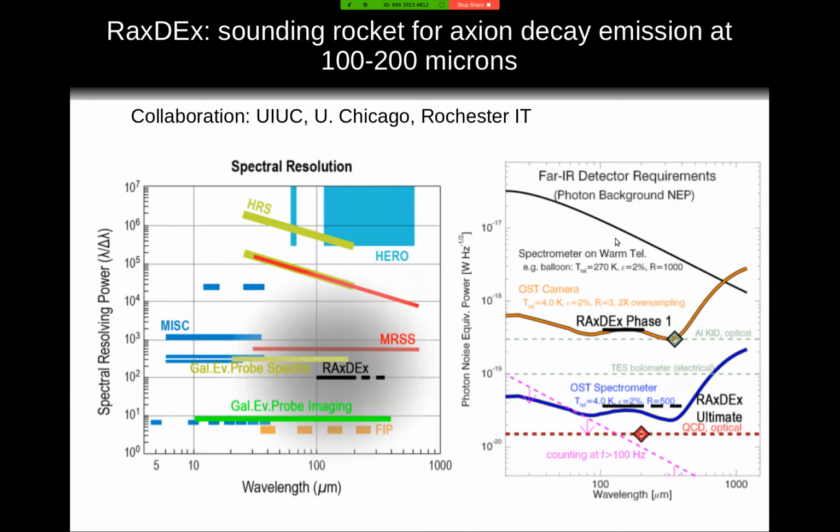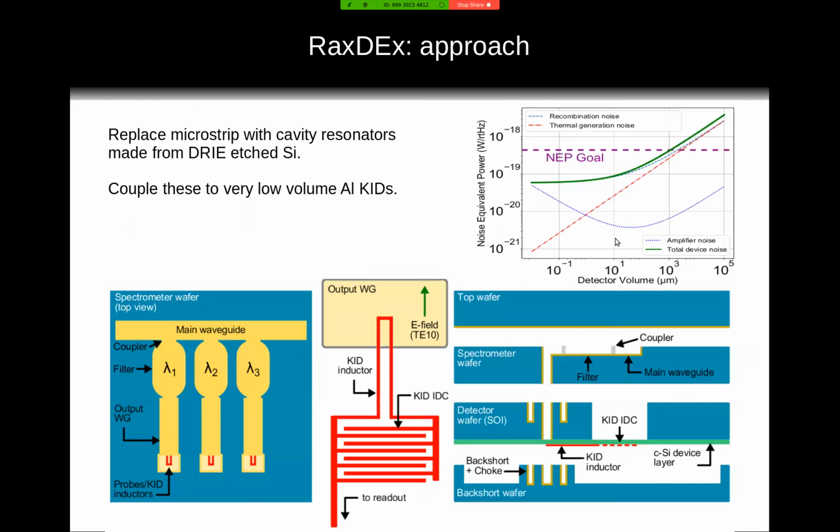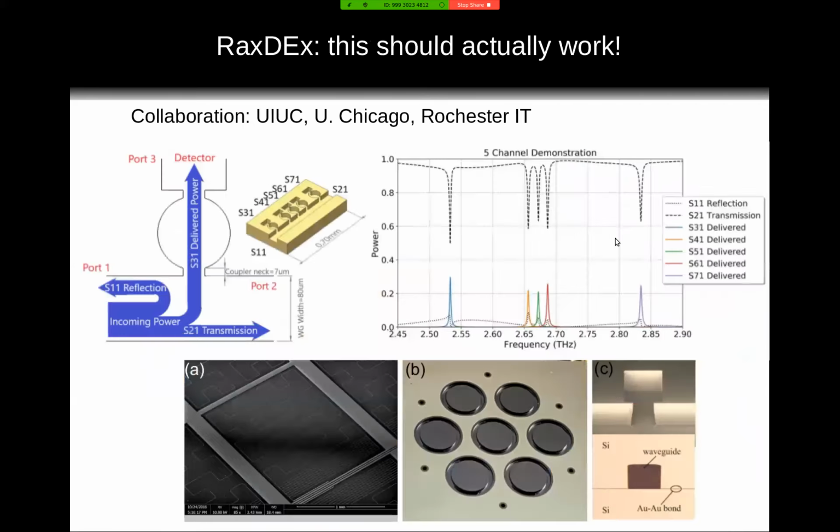So the goal here is to replace the microstrip with physical cavities that are plated in superconductor, with the goal of making the associated loss very small. All right, I will skip a bunch of this.